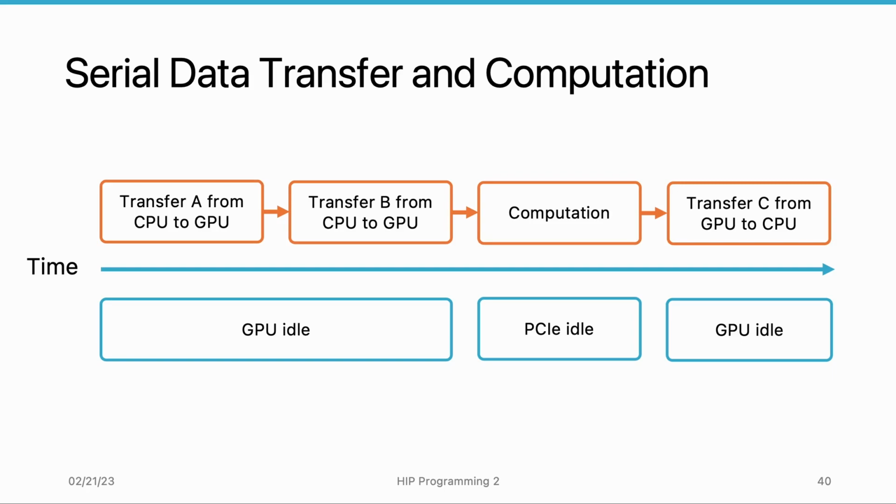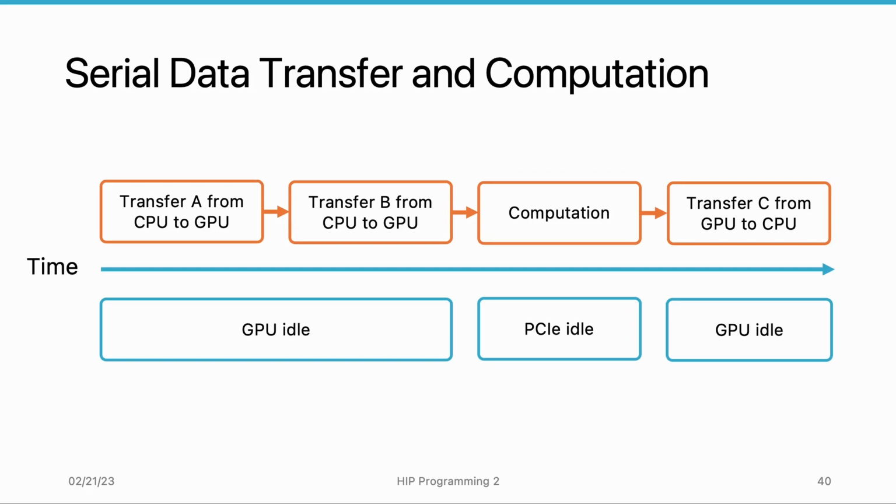During the transfer of A from the CPU to the GPU, we only utilized one direction of the PCIe interconnect, causing the GPU to remain idle, as the GPU does not execute a kernel during this time. Similarly, during computation, the PCIe bus was idle in both directions as the GPU was busy executing the kernel. Then during the transfer of the array C from the GPU to the CPU, only one direction was utilized, leaving the GPU idle once again. As a result, the bandwidth of the PCIe interconnect was underutilized, as was the GPU.